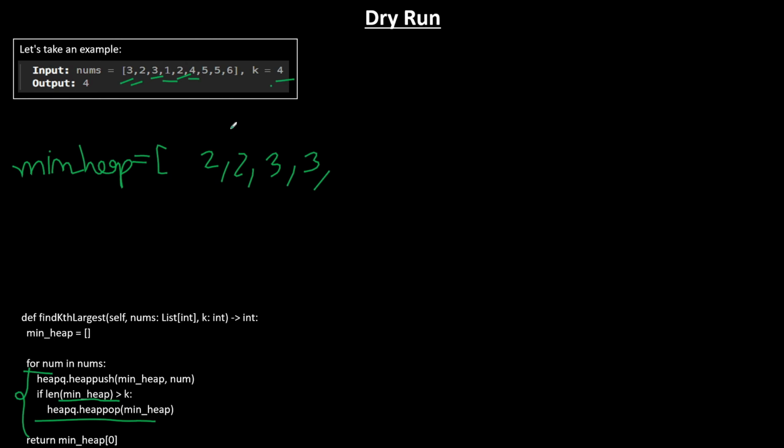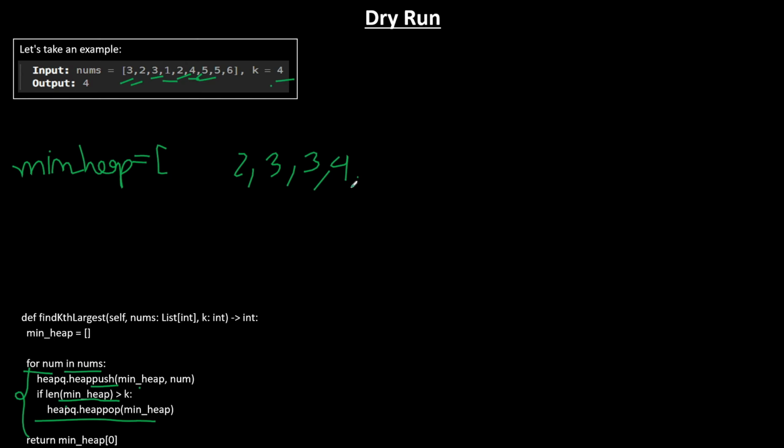Next is 4 now. We'll push it into the min heap. We will check: is the length greater than 4? Yes, it is greater than 4. We will pop the topmost value. Done. Then we'll go back. We will consider the next value. We'll push the value into the min heap again.